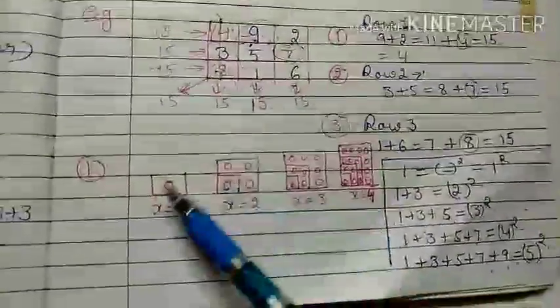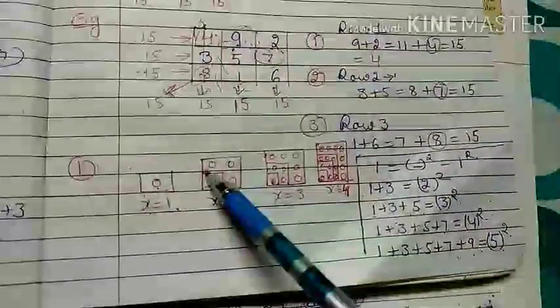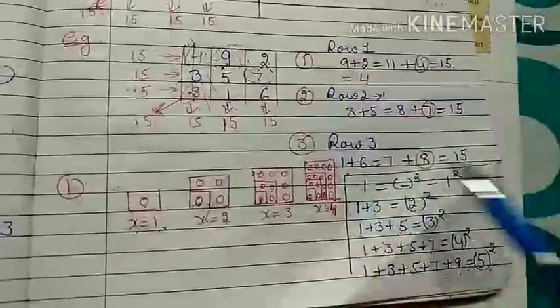Another pattern is like that. If you have a square like this, x is equal to 1, x is equal to 2, this type of square is given to you like 1 2 3, and one by one the layer is increased.